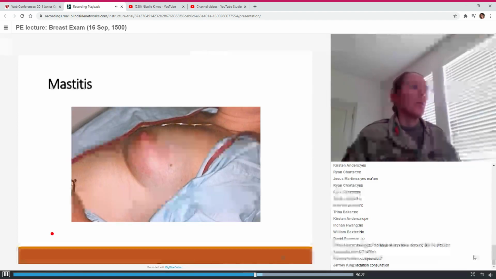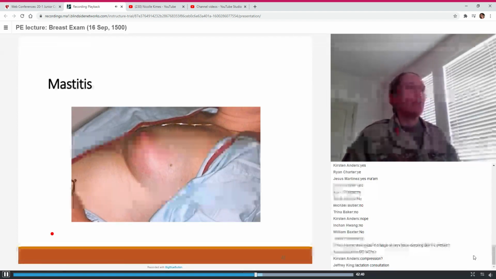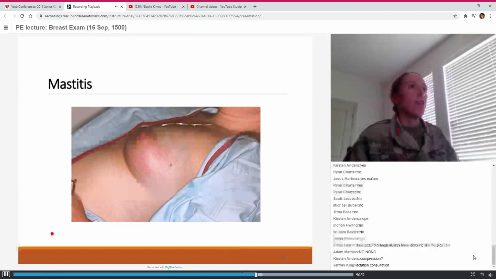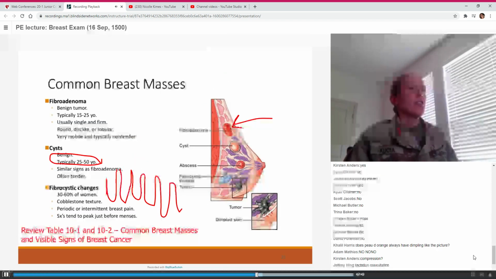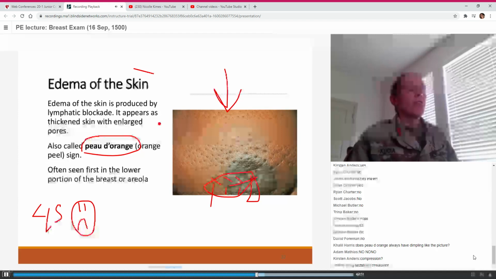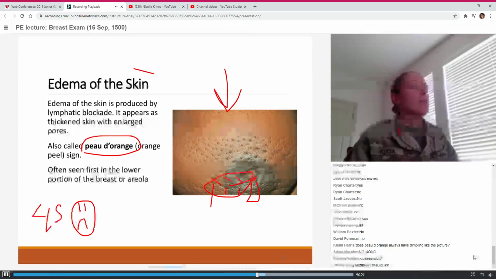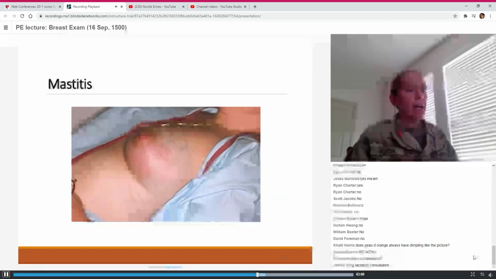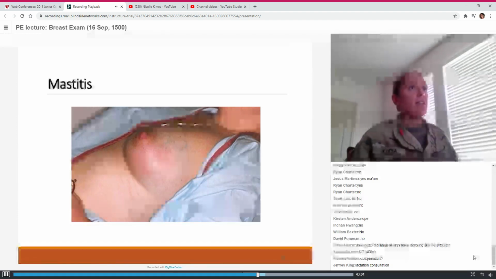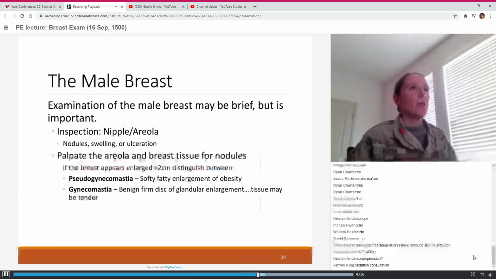Does peau d'orange always have dimpling like the picture? Peau d'orange itself refers to that presentation. So yeah, that's the description of what you see. It's a way to phrase edema of the skin in this very particular way. If you use the phrase peau d'orange, it's because you saw that. And that's a big clue to the people you work with that you've got to do some investigation.